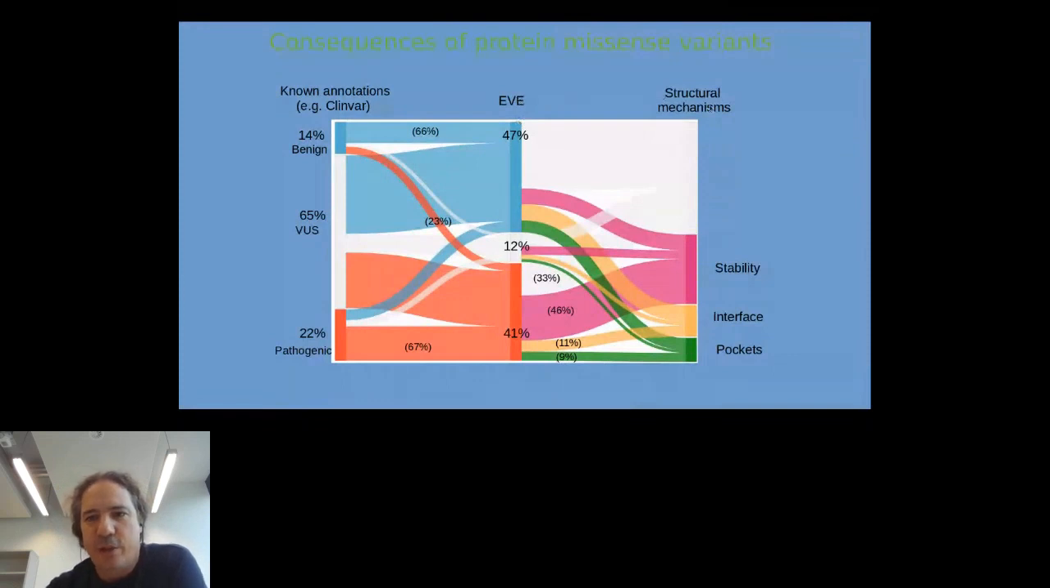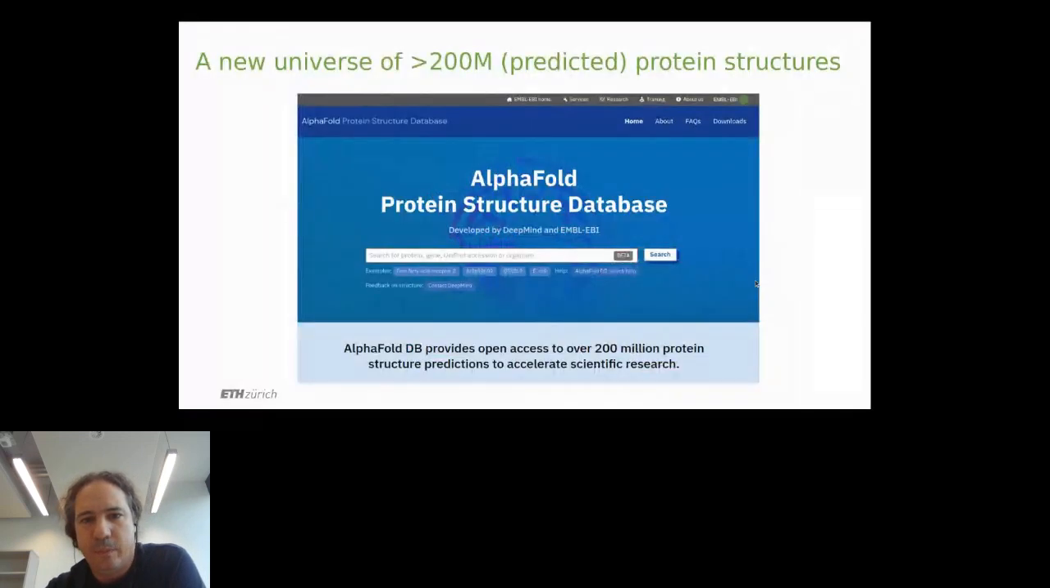And then we use a protein structure to come up with a mechanism. So whether these mutations are destabilizing, impacting protein-protein interactions, or impacting pockets. For diagnostic purposes, what we really want is this middle part. But for understanding the mechanisms, what we want is this structural aspect here.